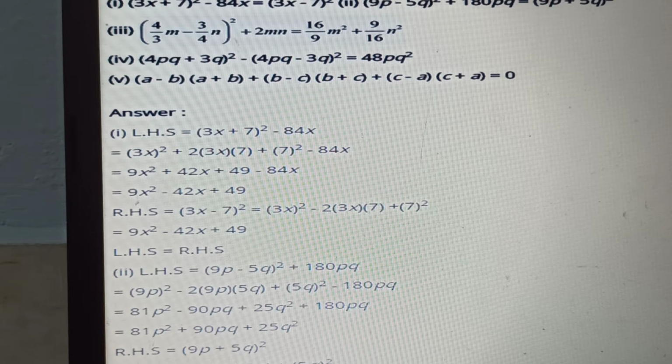In the same way, we have to do another problem: (9p − 5q)² + 180pq = (9p + 5q)². For (9p − 5q)², just apply the formula of (a − b)². We get 81p² − 90pq + 25q² + 180pq. So we get 81p² + 90pq + 25q².